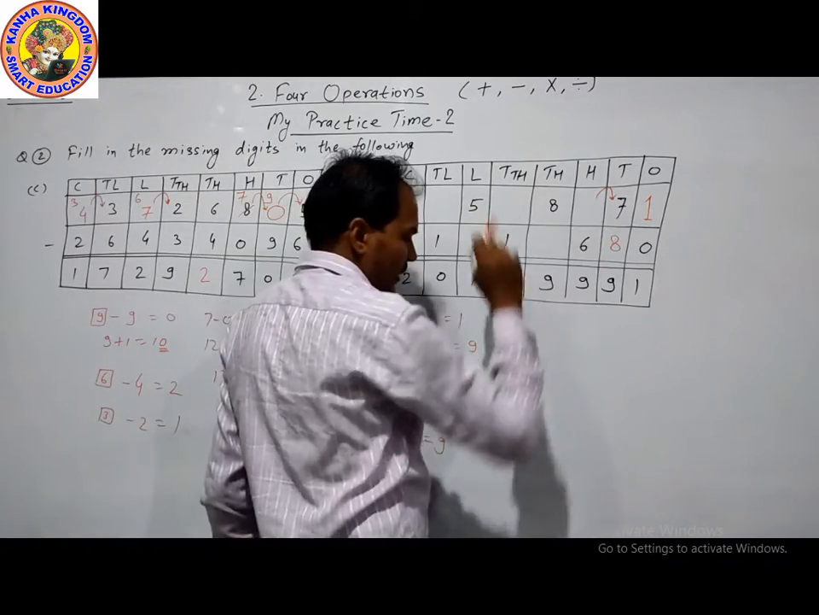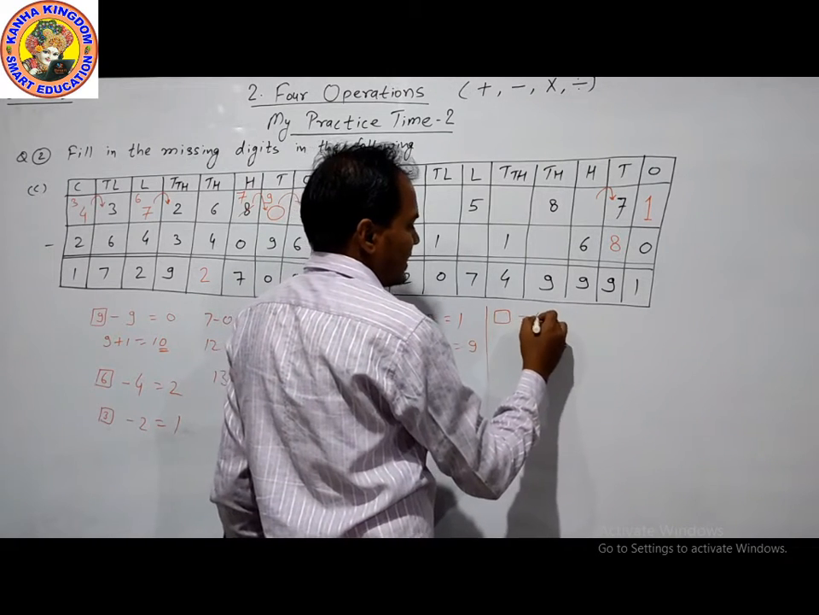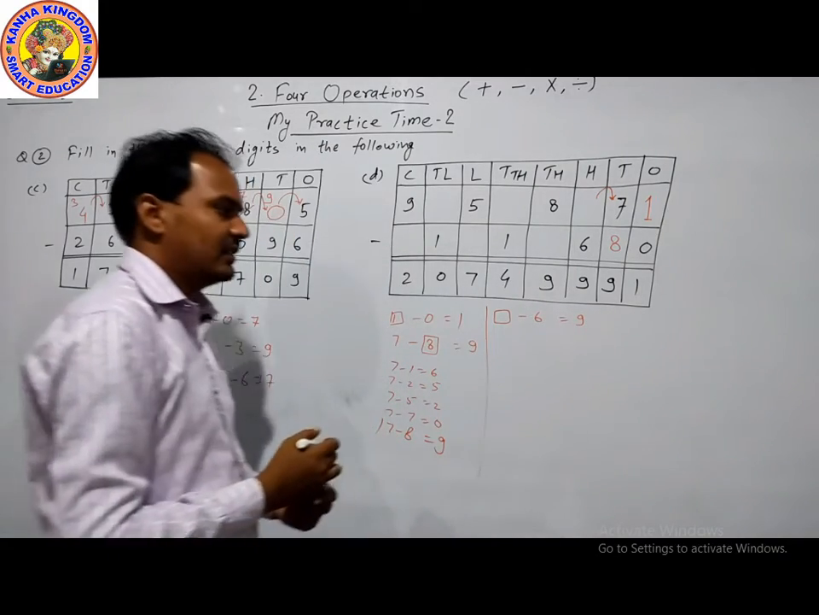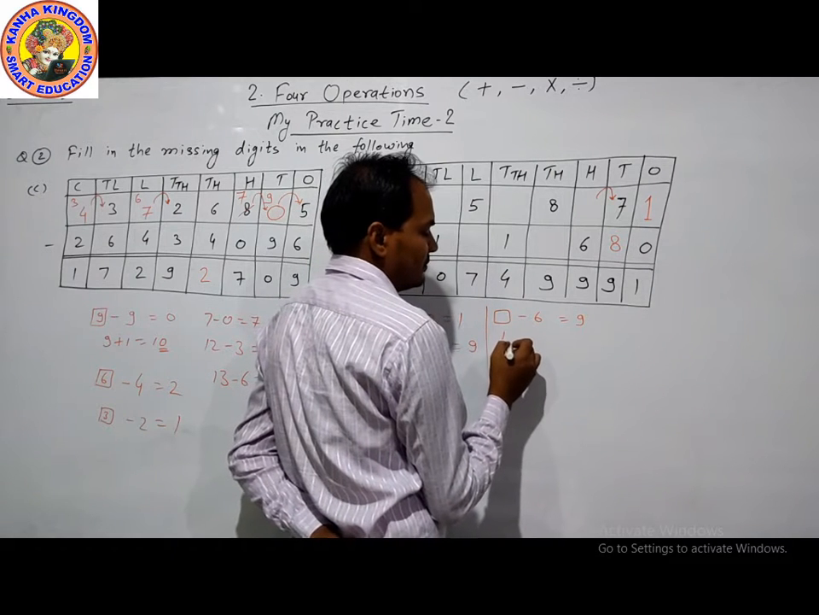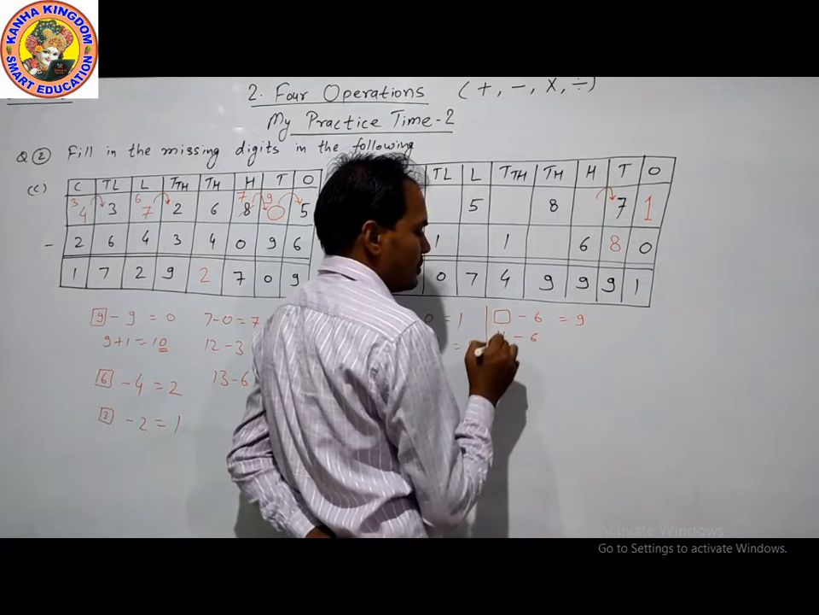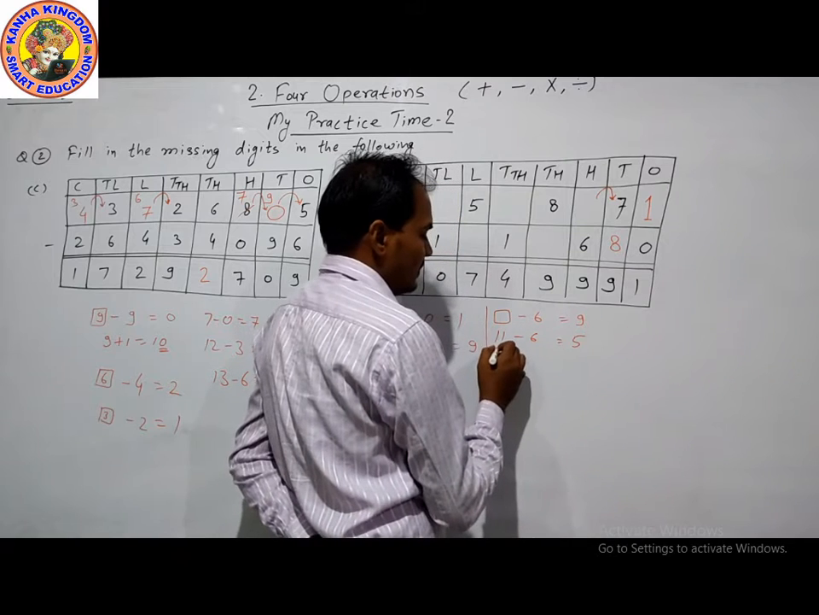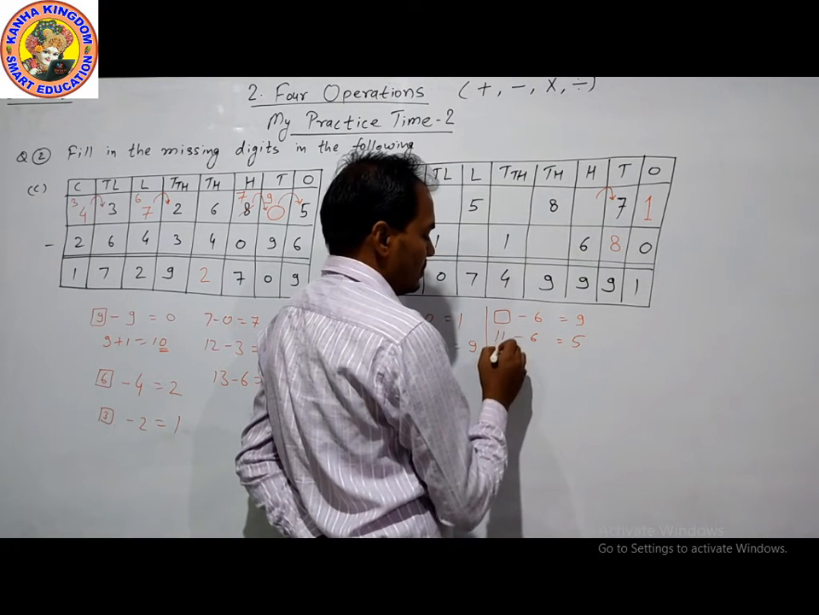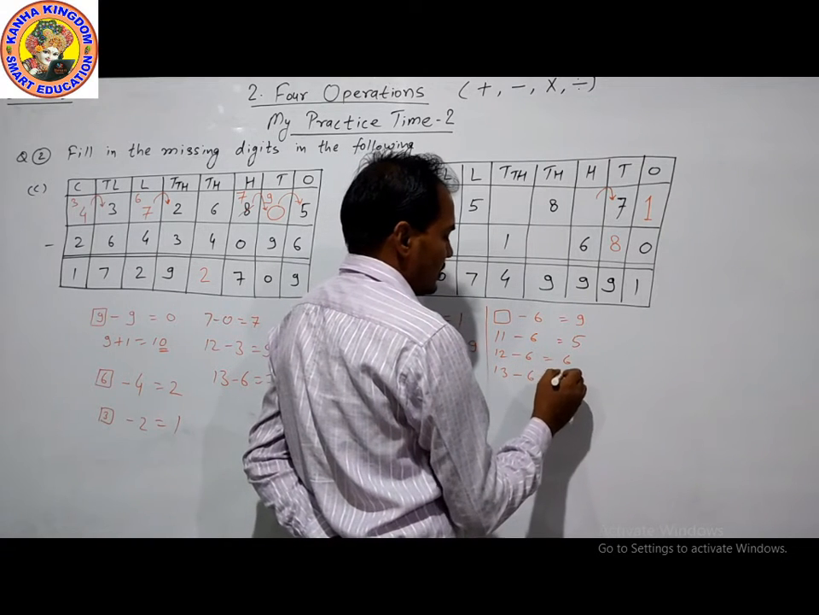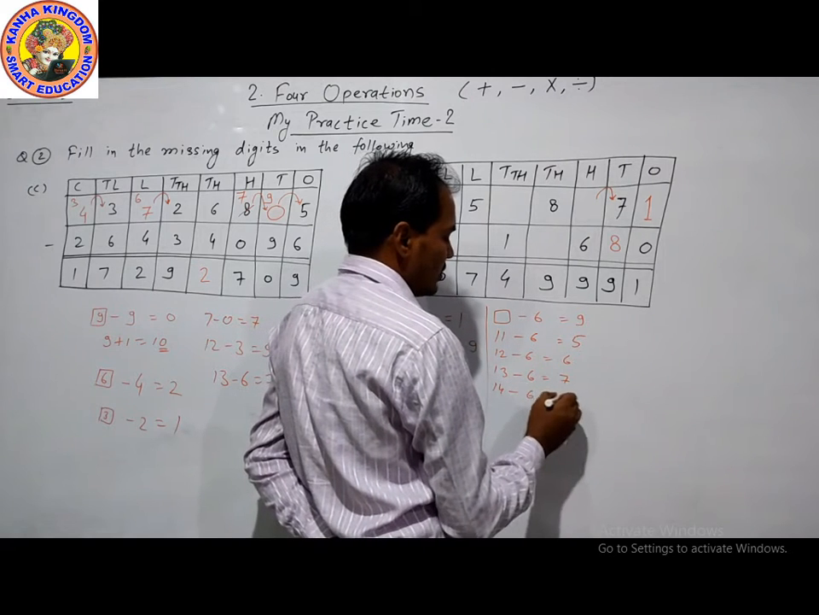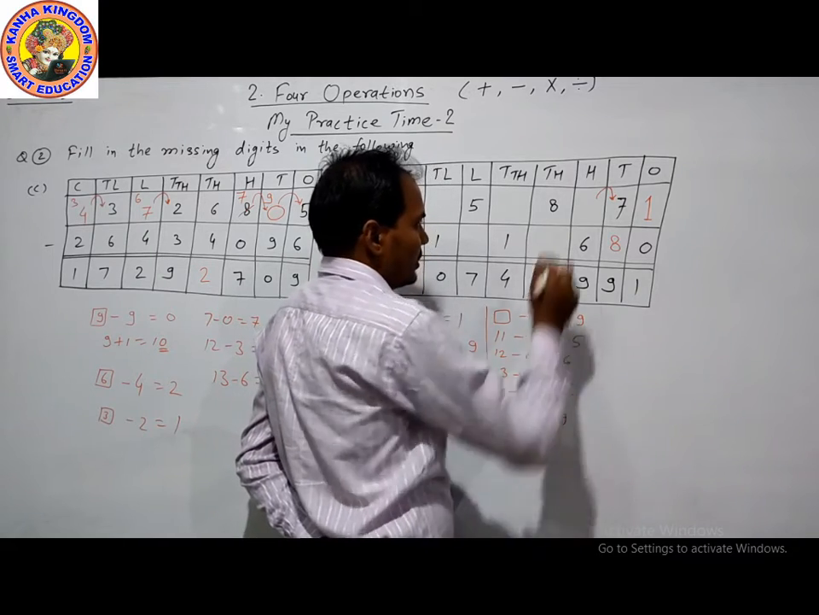Taking a borrow point. Now next is, here is a digit minus 6 is equal to 9. When we place here 1, minus 6 is not possible, so we will take a borrow point. 11 minus 6 is equal to 5. Now taking 2. 12 minus 6 is equal to 6. 13 minus 6 is equal to 7. 14 minus 6 is equal to 8. 15 minus 6 is equal to 9. So here is 5.